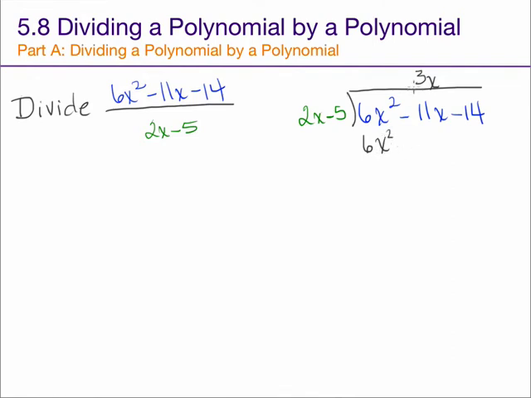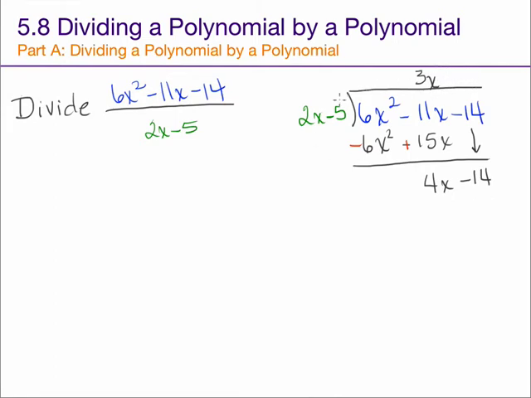But I can't stop there. I'm not multiplying 3x by 2x. I'm multiplying it by 2x minus 5. 3x times 2x is 6x squared, and 3x times negative 5 is negative 15x. Change the signs and add. Adding these together gives me 0. Adding these together, negative 11x plus 15x gives me 4x. Then I can bring down the next term and start over.